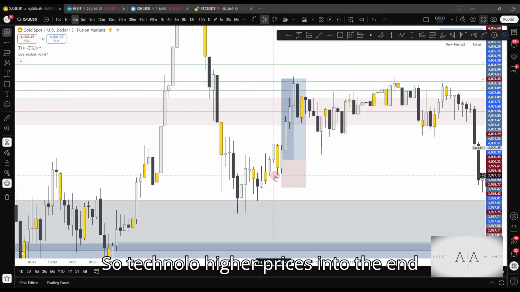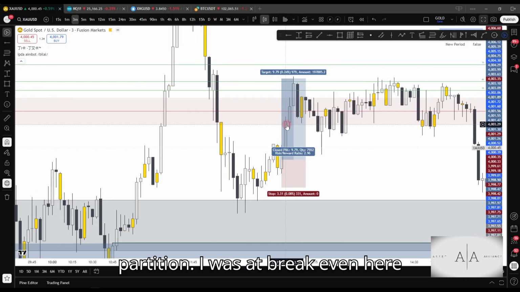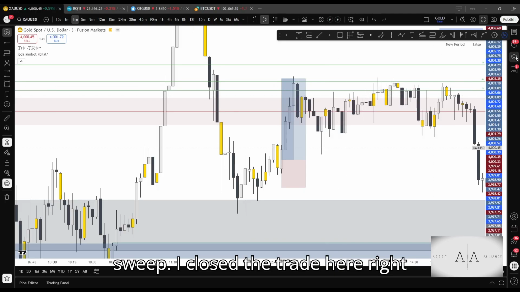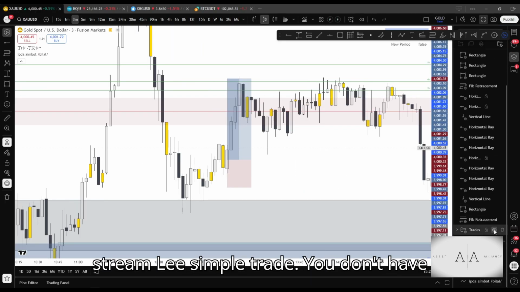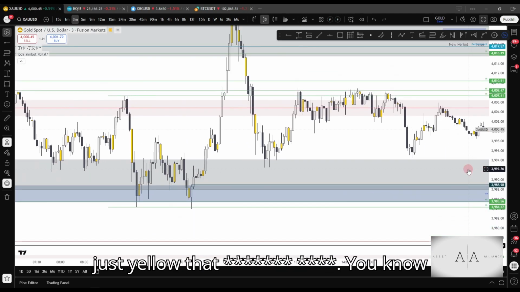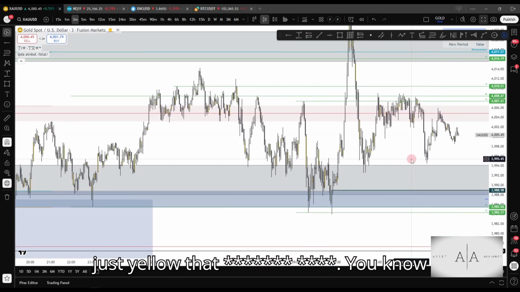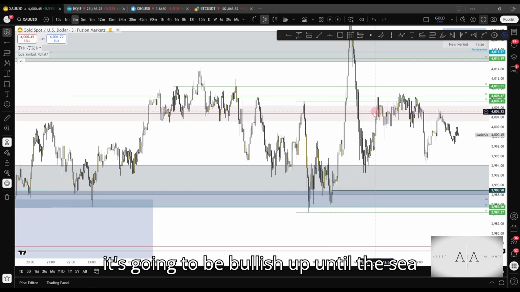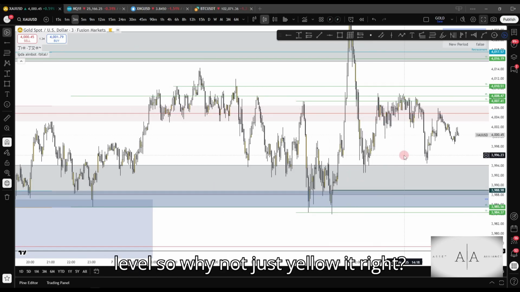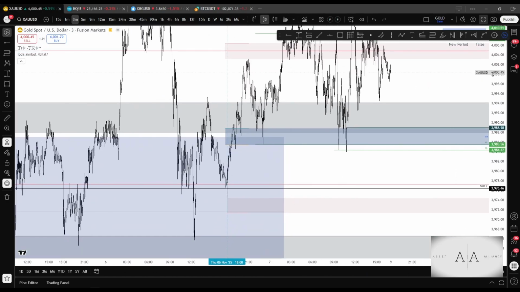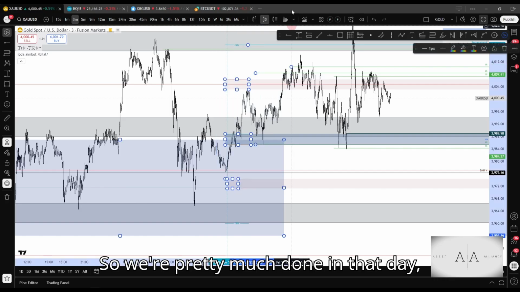So tech candle low, higher prices into the M partition. I was at break even here, went for higher prices, 1 and 4 hour got swept. I closed the trade here, right? Extremely simple trade. You don't have to overcomplicate everything. Sometimes just YOLO it, you know. IPDA Aimbot was also telling me that it's going to be bullish up until the CE level, so why not just YOLO it, right? So we're pretty much done on that day, right?